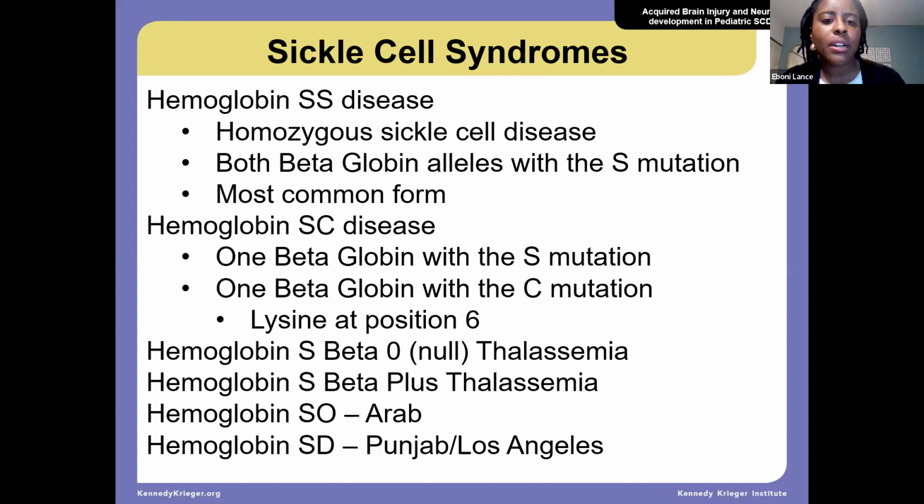There are also sickle cell disease types that are associated with thalassemia. Hemoglobin S beta null thalassemia is where they basically have no other functioning beta chains, and so it's predominantly hemoglobin S. And then in S beta plus, they do have functioning beta chains, and so again, it looks more like SC disease. And then there are even rarer subtypes, some of which I did not list here, but you can just see their names below.